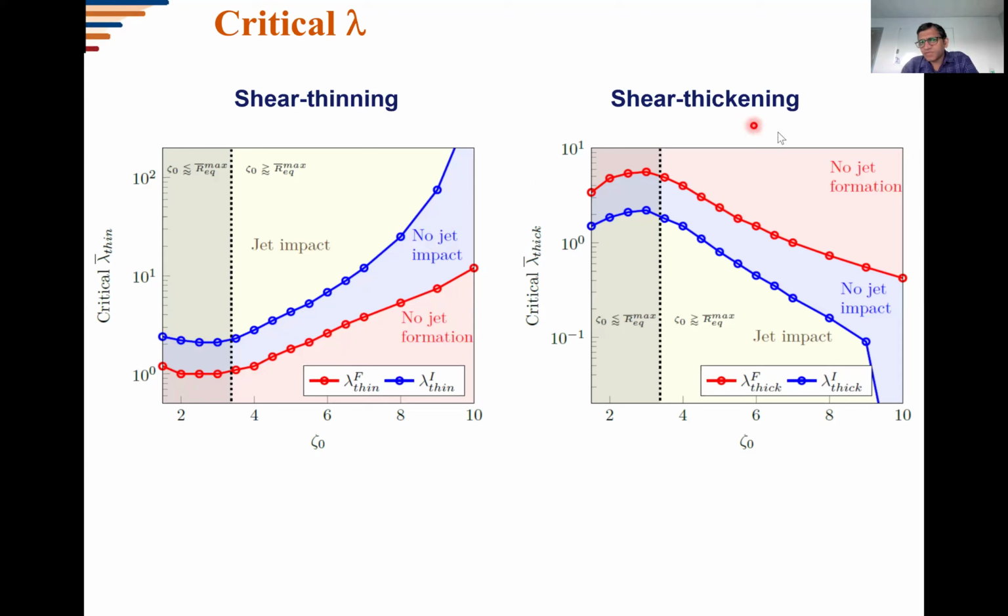For shear thickening case, it's the inverse trend. When we have a low degree of shear thickening, because the material's effective viscosity is low, there's jet impact and there's high damage potential. Beyond a certain degree of shear thickening, the jet formation does take place, but the jet is not intense enough to disintegrate the bubble or cause a lot of damage. And when the degree of shear thickening is higher than this red line here, then you have basically no jet formation at all. So the damage potential is quite low.